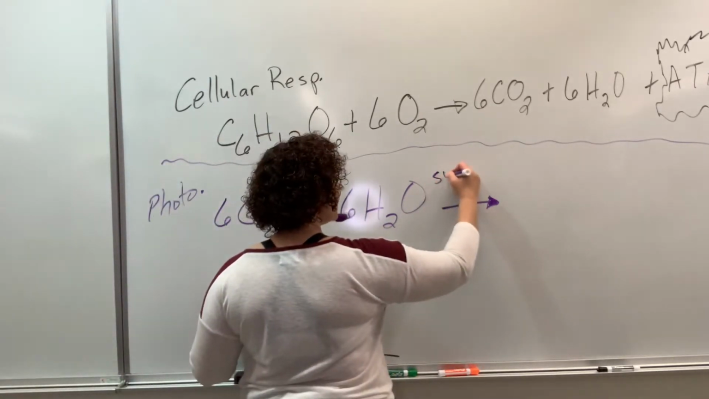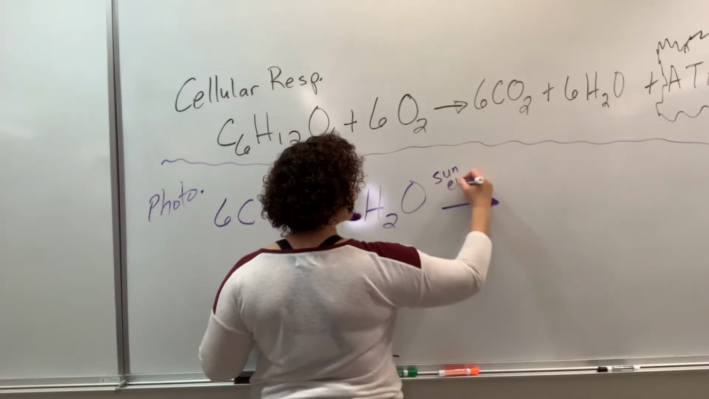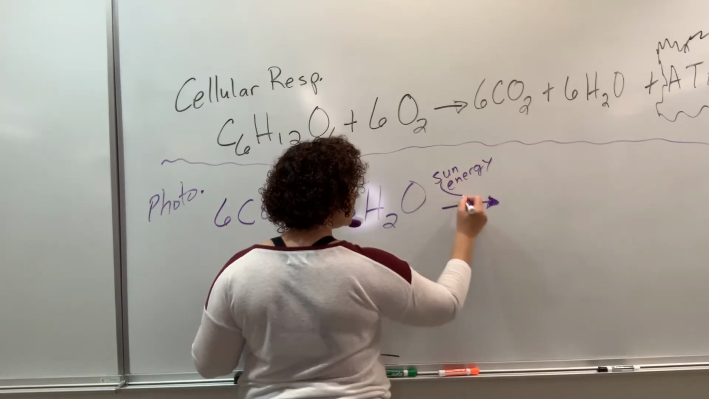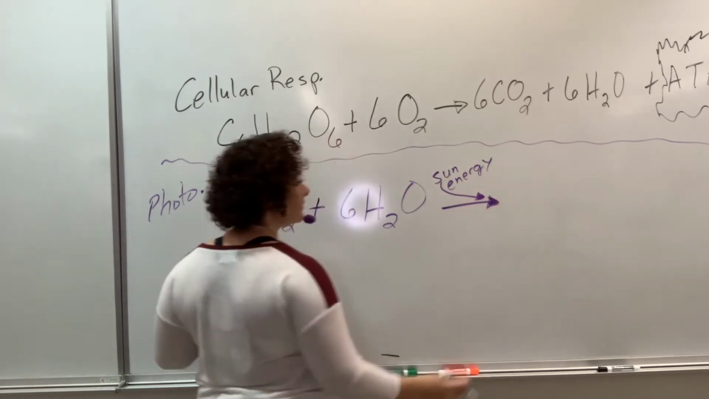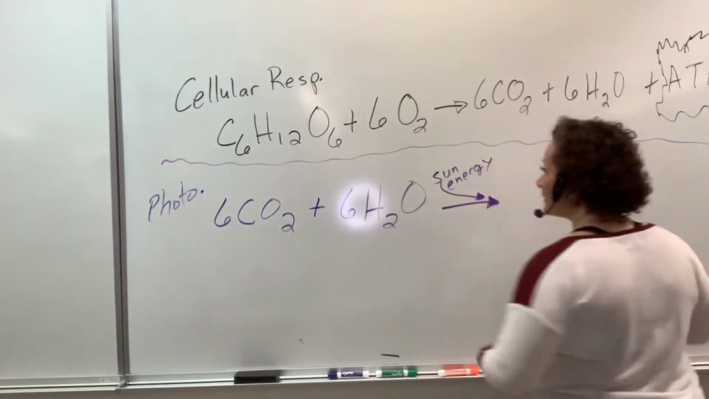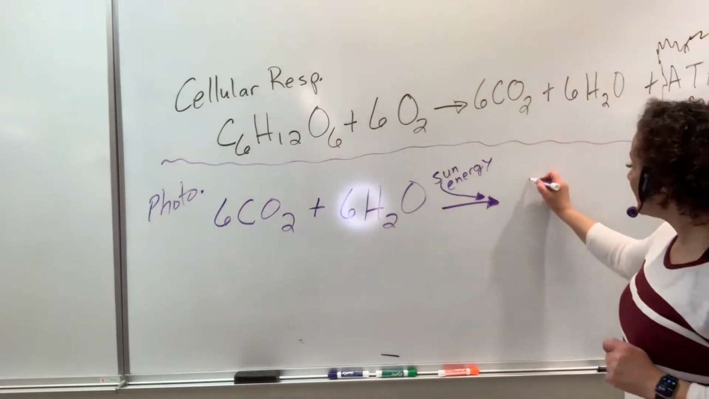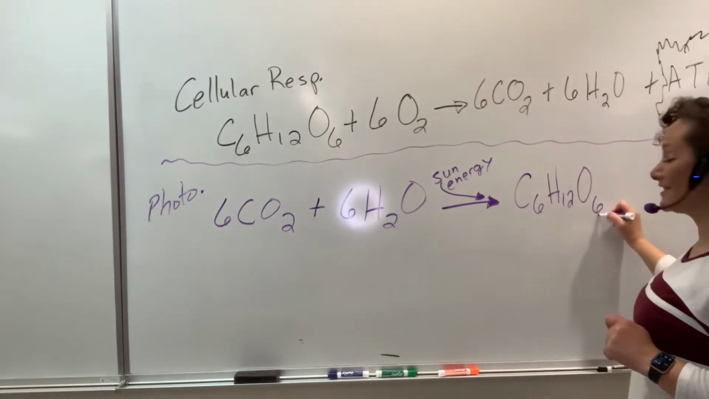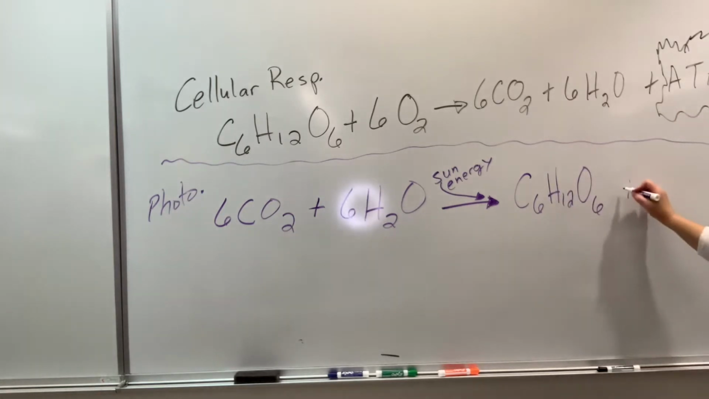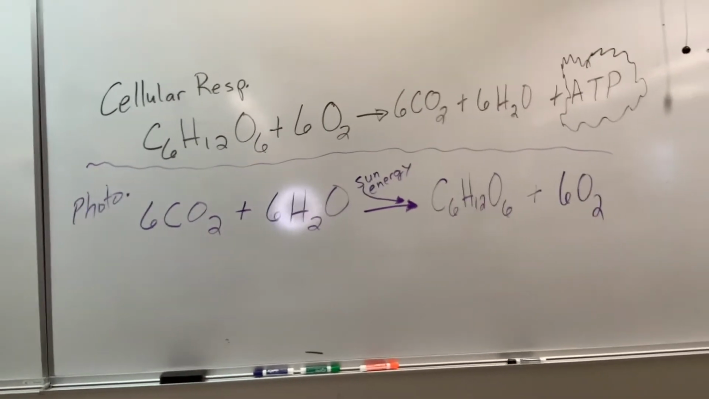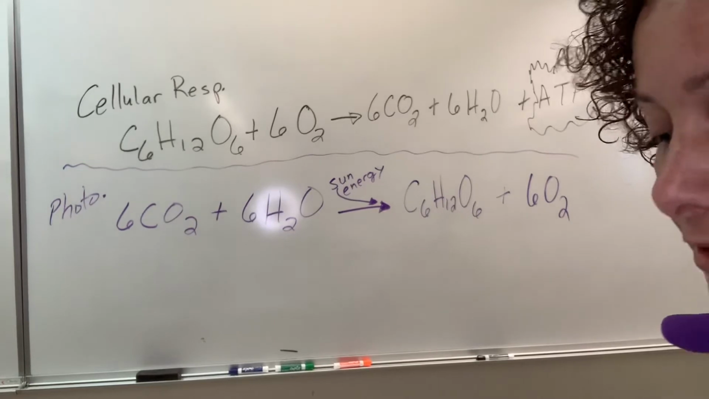So sunlight, sun energy, or some type of energy is going to be input into the reaction. That's why it sits right here on the reaction arrow. And so the byproduct is going to be glucose, C6H12O6, not O6, O6. And you're going to get 6 oxygen molecules as waste. So as you can see in your formulas, they look very similar, but they are not exactly similar.